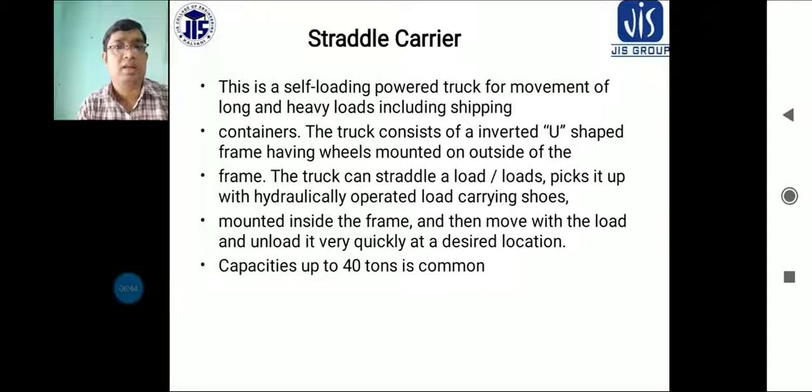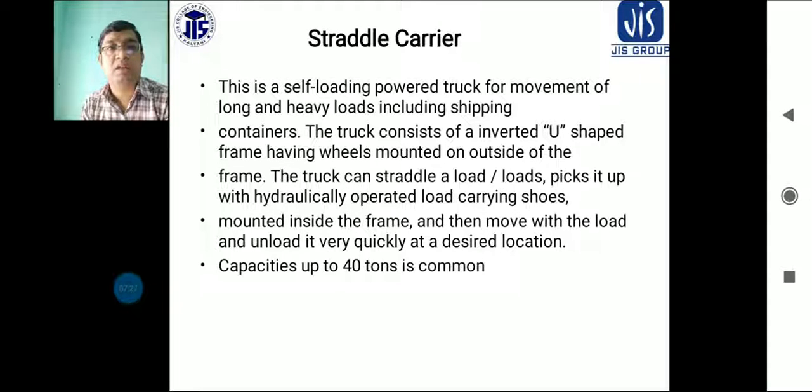And the truck can straddle loads. That means it picks up the load with the hydraulically operated load-carrying shoes, which are mounted inside the frame, and then moves with the loads and unloads them very quickly at a desired location. That means the desired location where you have to move your materials. The capacity is up to 40 tons, the common capacity for straddle carriers.